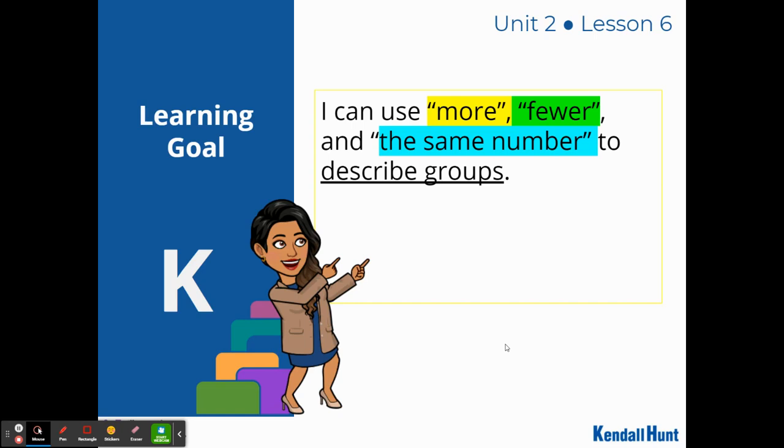and then bring the kids to the carpet and you go over the objective and have the student echo you by saying, I can use more, fewer, and the same number to describe groups.